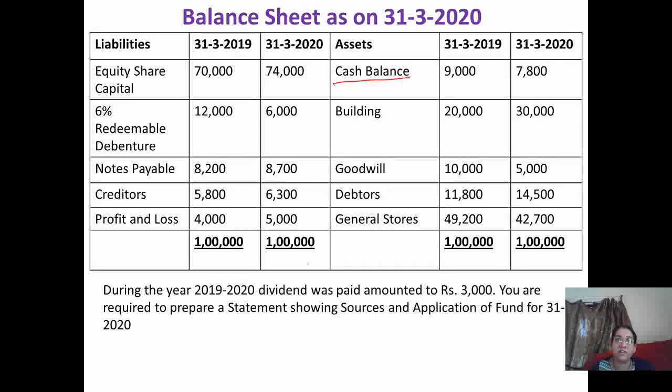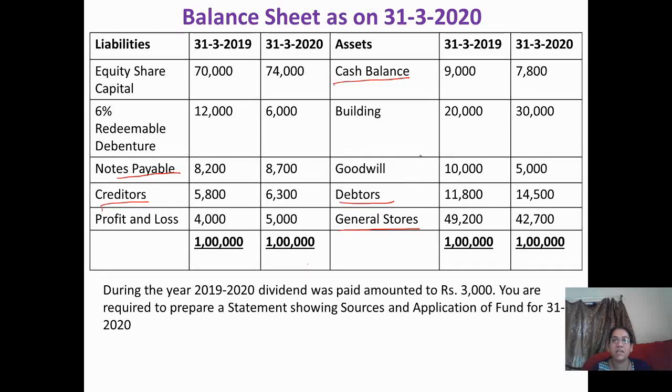Cash balance is our current asset. Debtors are also our current asset. General stores are our current asset. All these current assets we have to write down under the statement of working capital. Here, notes payable is our current liability. Creditors are also our current liability. So, current assets and current liabilities we have to write down under the statement of working capital. We will write down one by one.